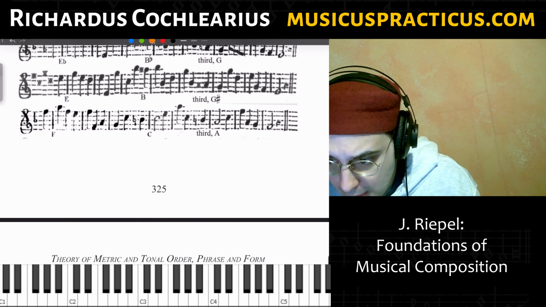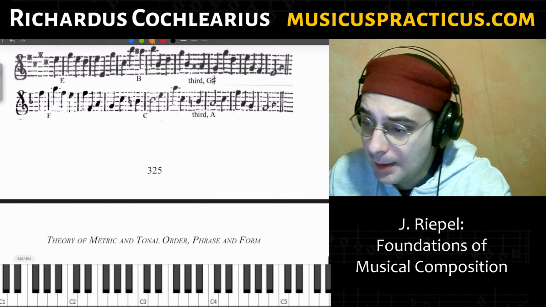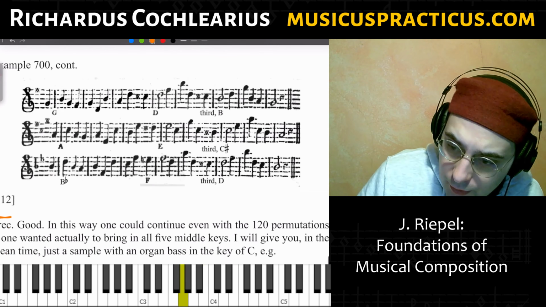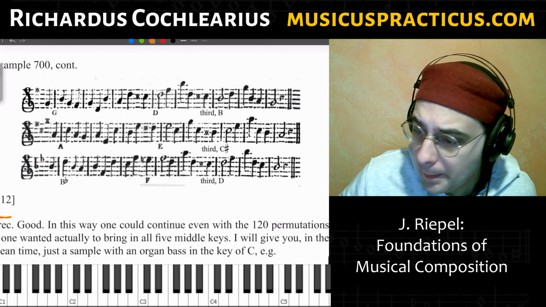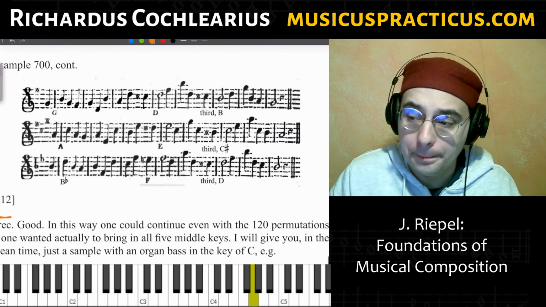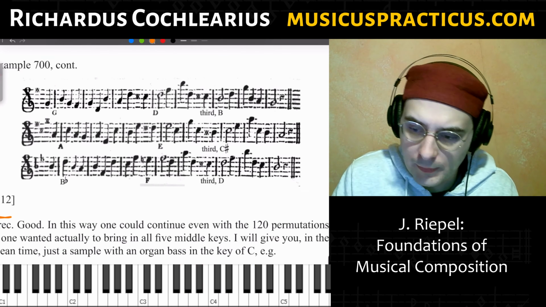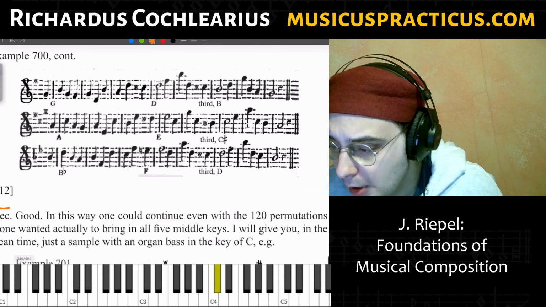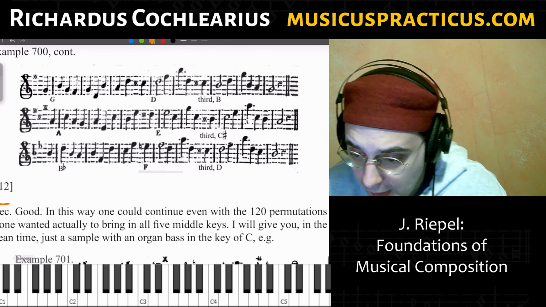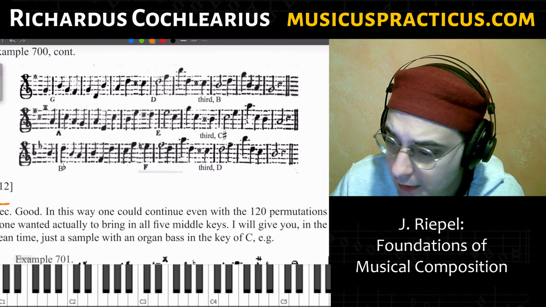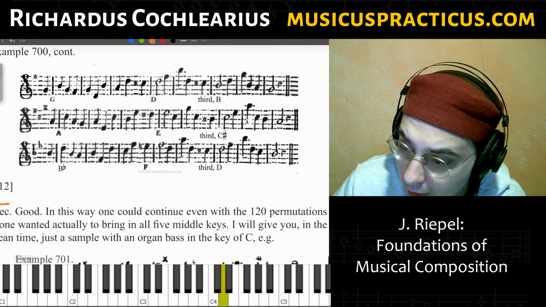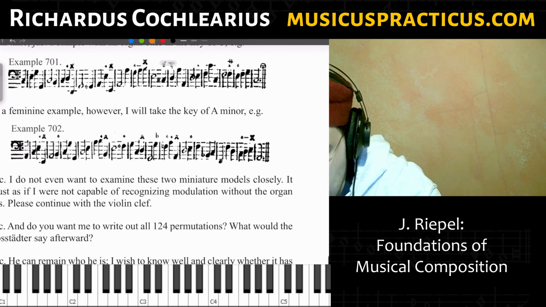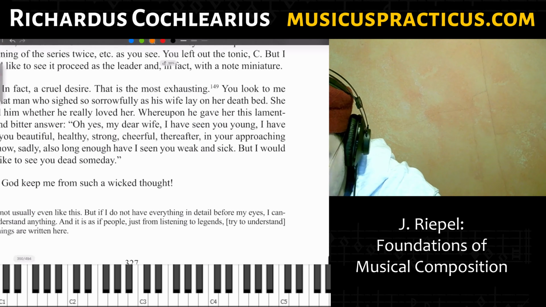Fa mi fa fa ti tu fa mi fa pa pa pa pa pa. Example continues. A major, mi re do, fa la fa mi fa do la do ta ta ta, re pa re fa mi re do. Very good. And then he provides the figured bass of the organ and something different.